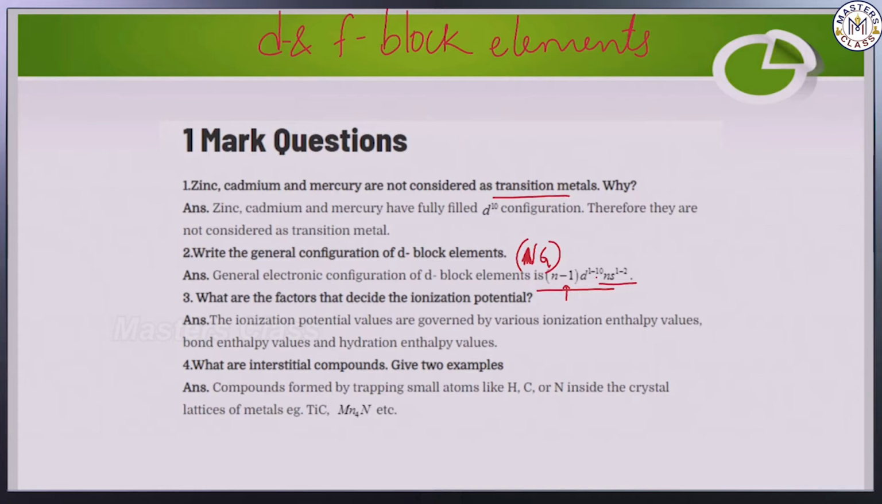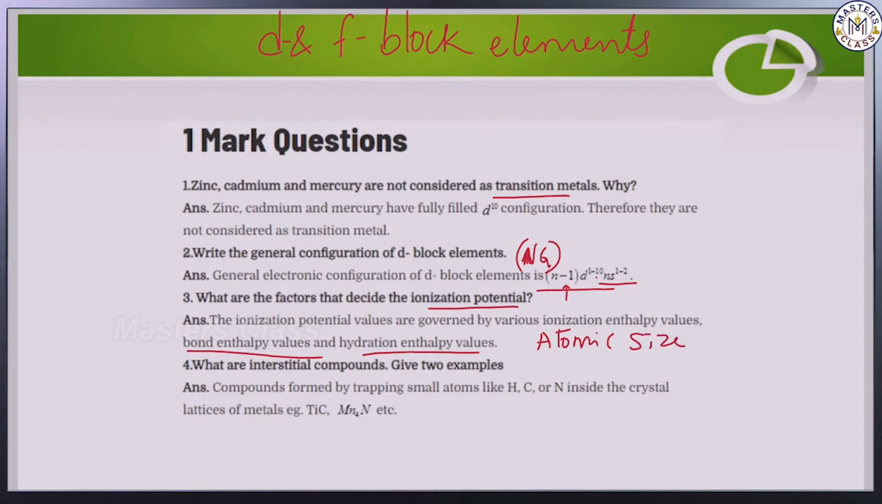What are the factors that decide the ionization potential? So obviously ionization potential is dependent on the atomic size. Okay, so atomic size, also this is dependent on the bond enthalpy, hydration enthalpy value. So ionization enthalpy or the potential is dependent on these as well. But mainly we can say it is dependent on the atomic size of an atom.